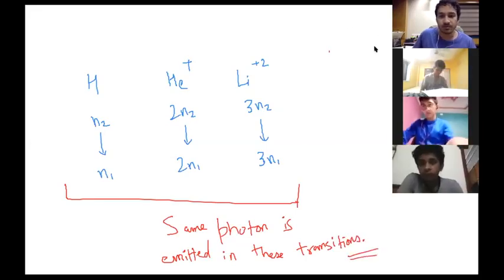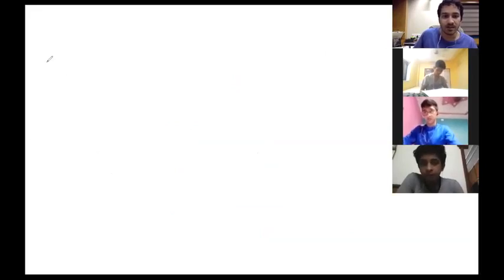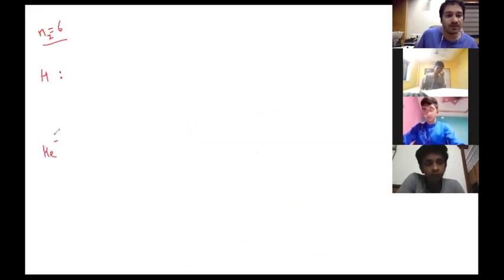Okay, so what can we say then? Fifth excited state means electron was where? In the sixth orbit. So hydrogen के लिए कौन-कौन सा line मिलेगा अपने को? We will get 15 lines for hydrogen. We'll get 15 lines for helium plus, and we will get 15 lines for lithium plus 2.